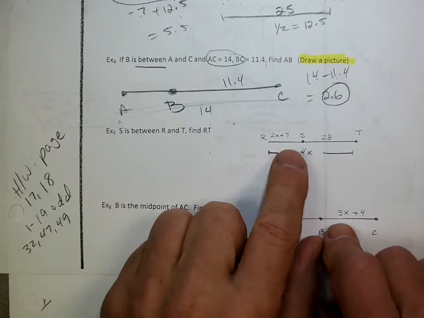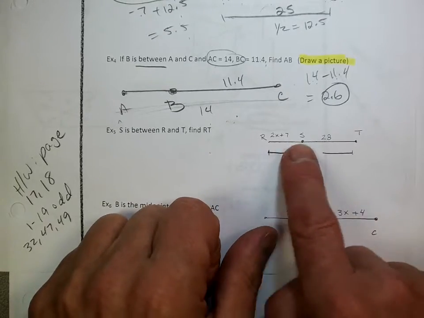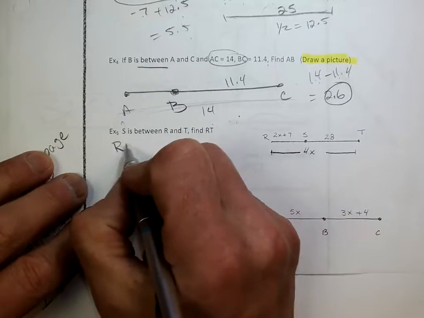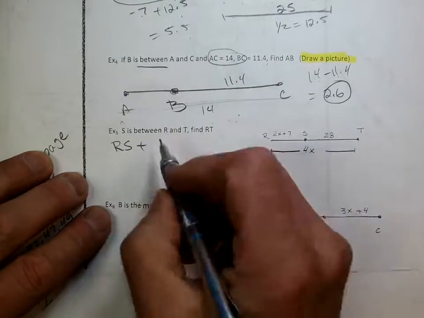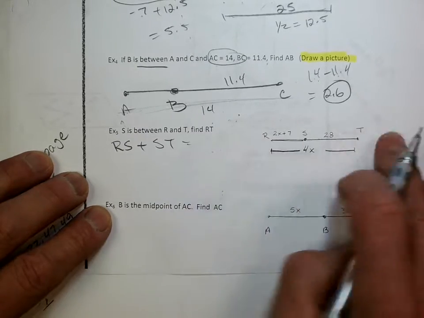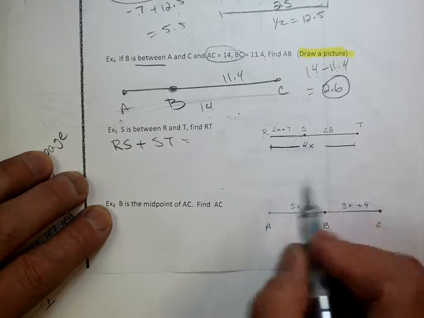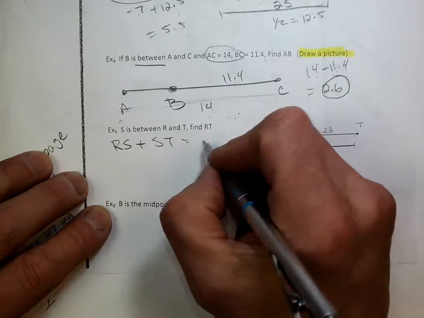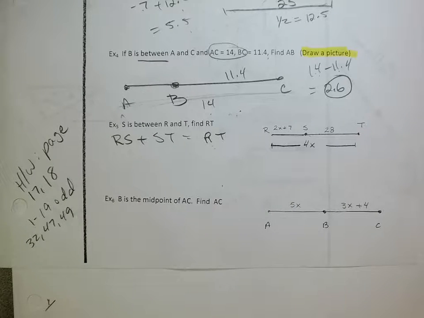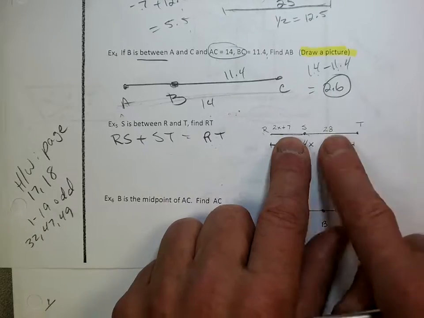It's not in the middle, so I can't say that this is equal to that, but I do know that if I add this piece, RS, with the ST, this piece plus this piece makes the entire segment. If I take RS and add it to ST, it equals the whole thing, which is my RT. Here's geometry, right? We're going to write from a figure the math that goes with it. So we got this piece, RS, plus ST equals the whole thing.